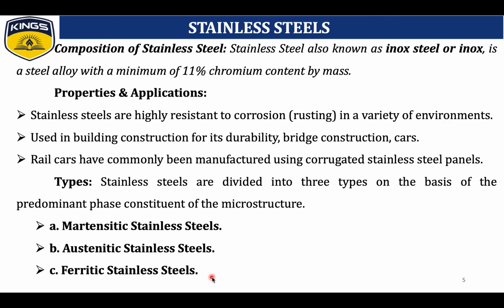There are also some types of stainless steel with respect to their mixture. That is, they are divided into three major types with respect to their microstructure also. One is martensitic stainless steel, next austenitic stainless steel, and finally ferritic steel.